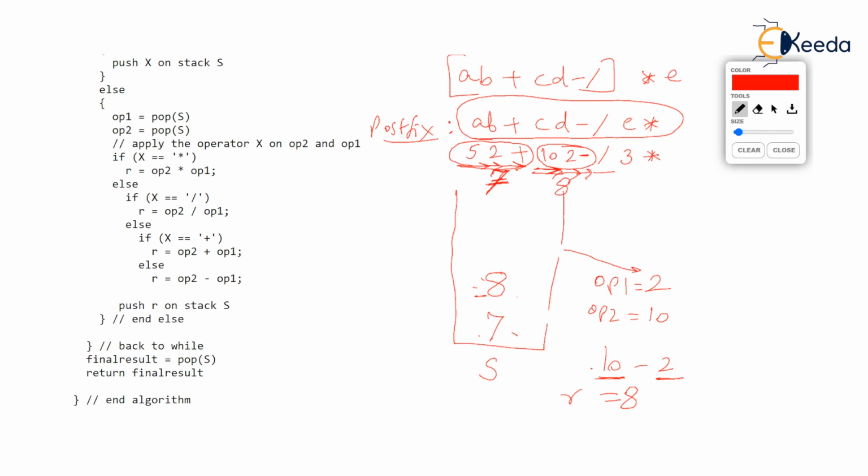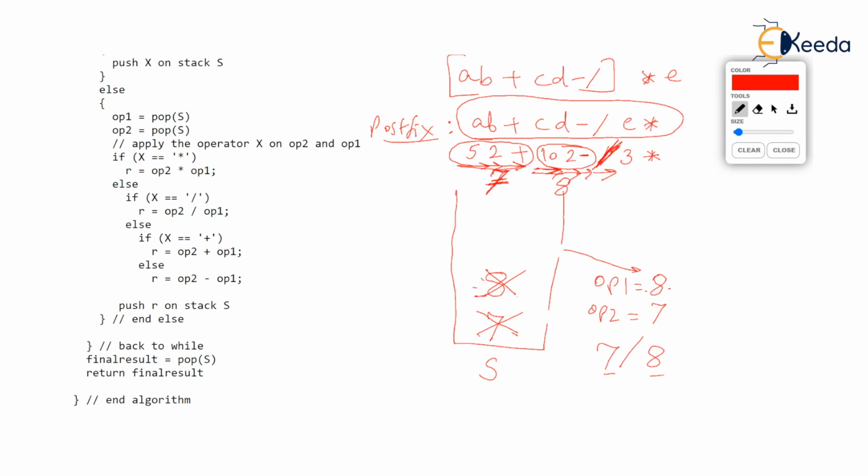Now, if you keep scanning the expression, you will get division. Now, division is an operator. So what you would do is you will pop 8 and 7. If you pop 8 and 7, OP1 will be 8, result of first pop, and OP2 will be 7, result of second pop. Now you have to apply division operator because division was the operation we got. So it should be 7 upon 8, isn't it? 7 upon 8. OP2 upon OP1.